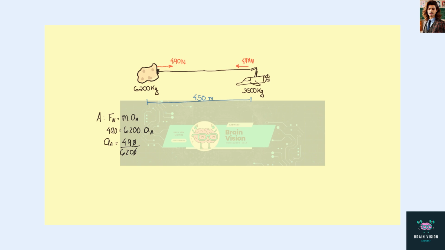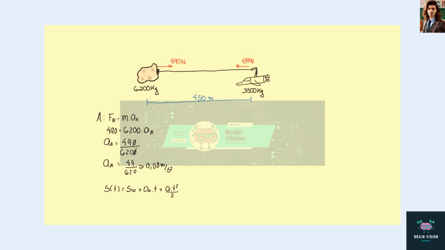There is a simplification that can be done here. And then we have that the acceleration of the asteroid is equal to 49 divided by 620, which is approximately 0.08 meters per second squared. Then, the position of the asteroid as a function of time is equal to its initial position plus its initial velocity times the time plus its acceleration times the time squared divided by 2.